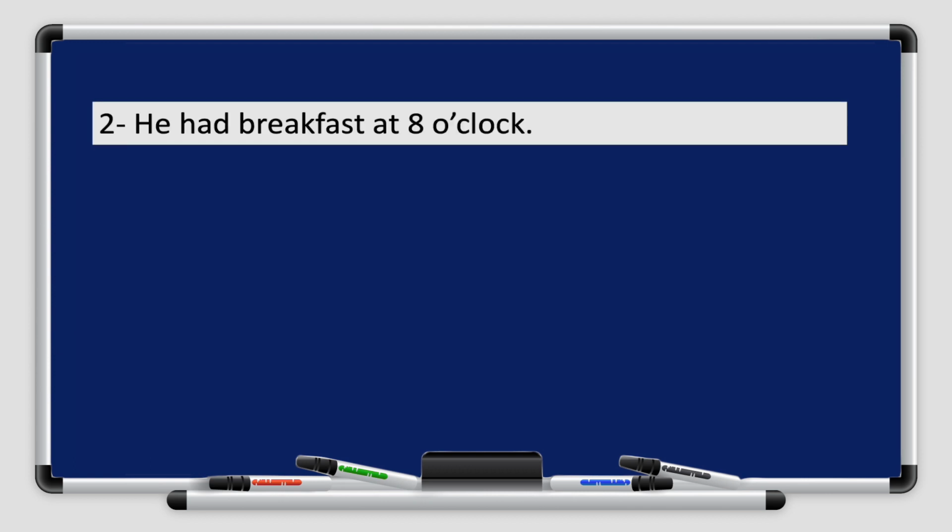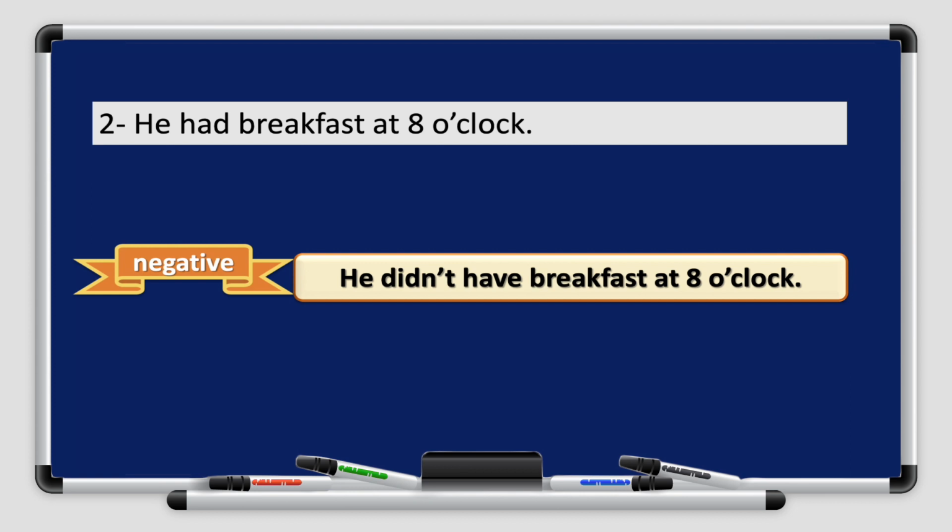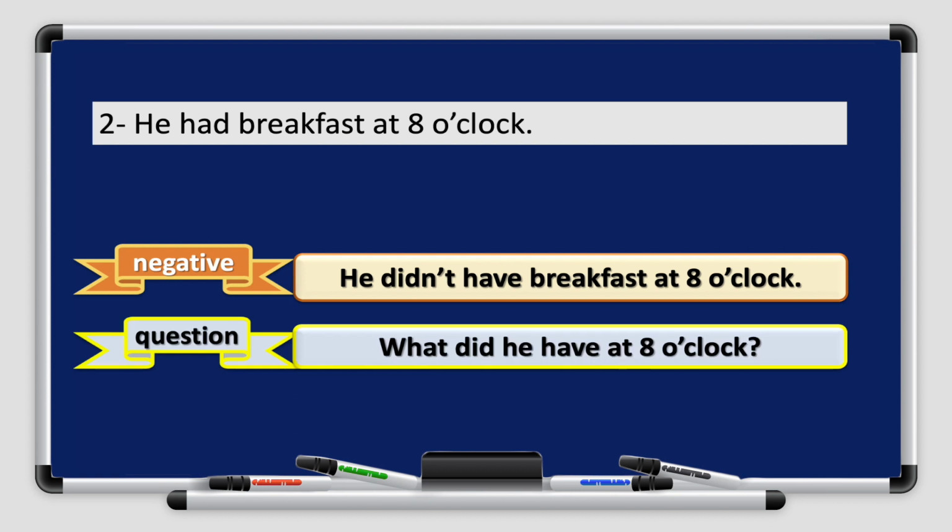Number 2, he had breakfast at 8 o'clock. Let's change it into negative. What do I add? He didn't have breakfast at 8 o'clock. Excellent. What if I want to ask a question? I start with the question word, remember? What did he have at 8 o'clock? Did, because this is the past simple.